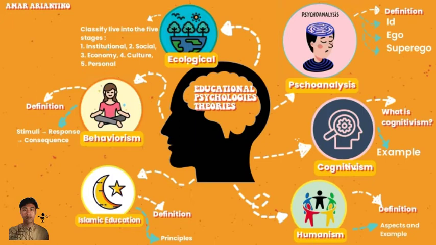And the next is cognitivism. Cognitivism is intellectual potential which consists of the stage of knowledge, understanding, application, analysis, synthesis, and evaluation. For example, in a lesson, students are able to find a problem and find their own solution to the problem.